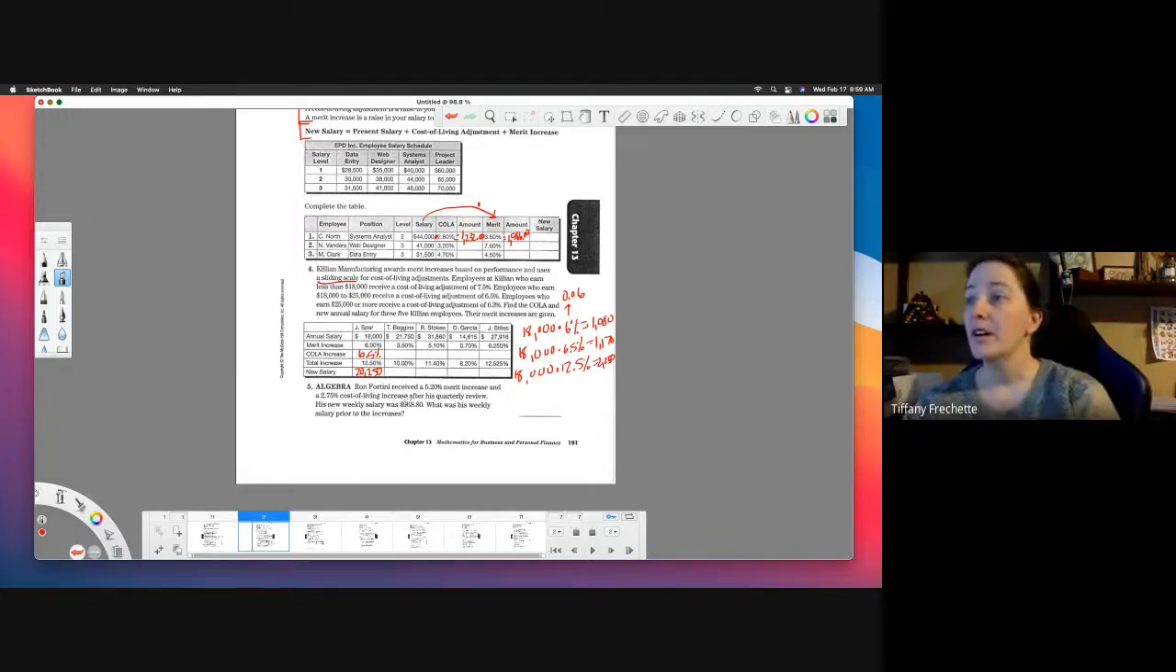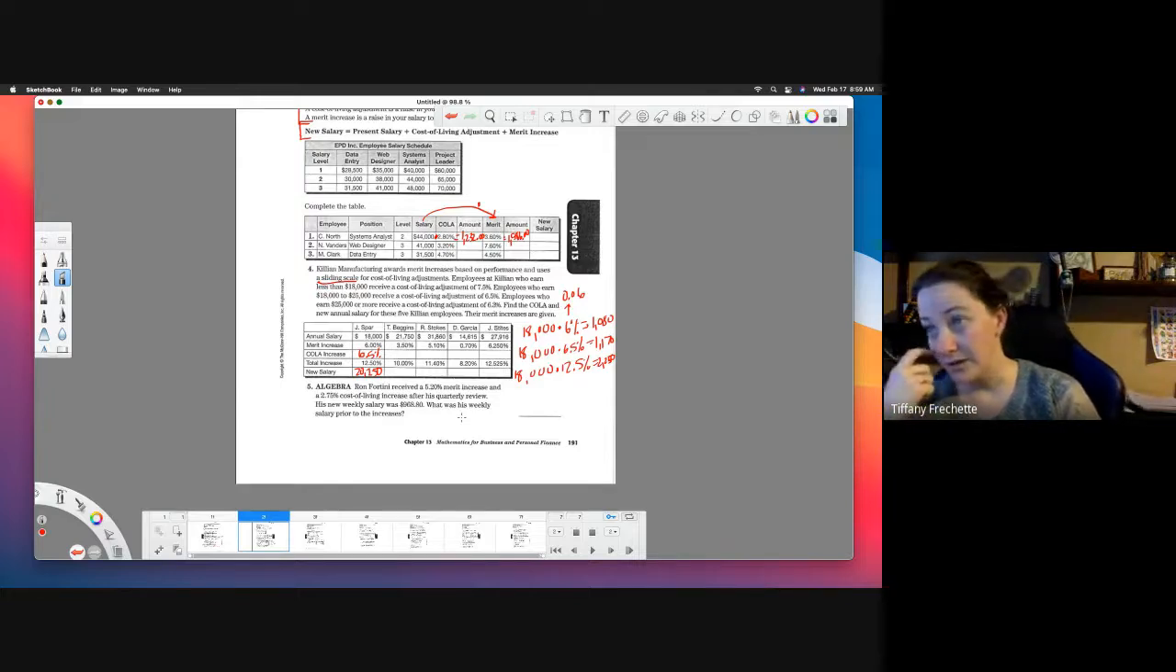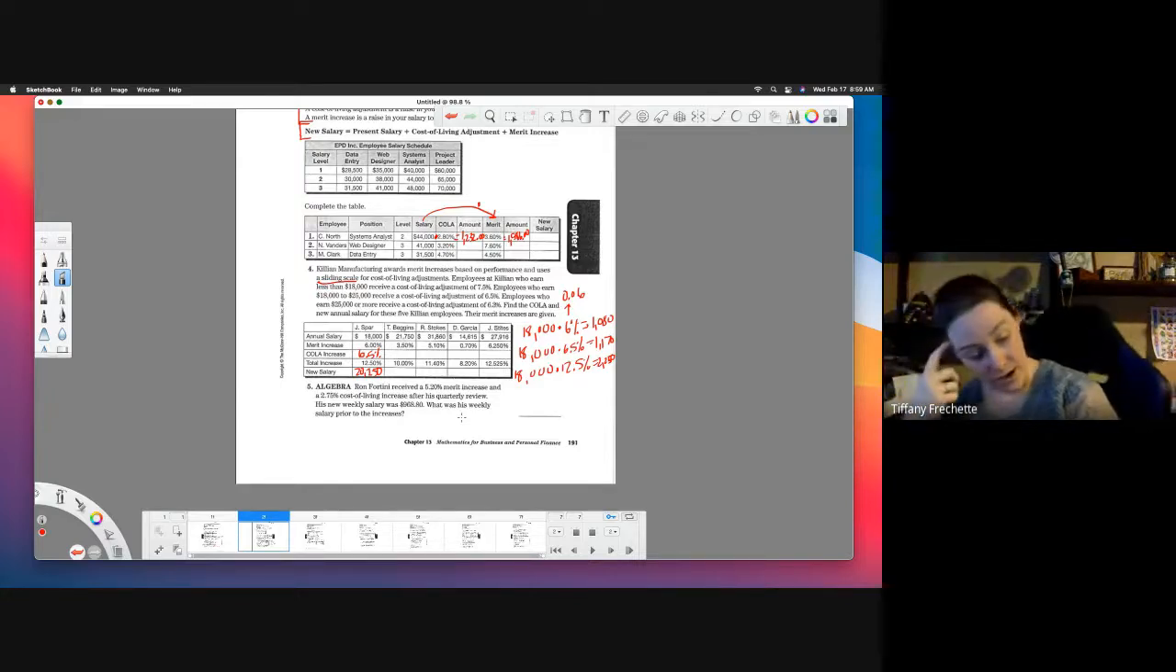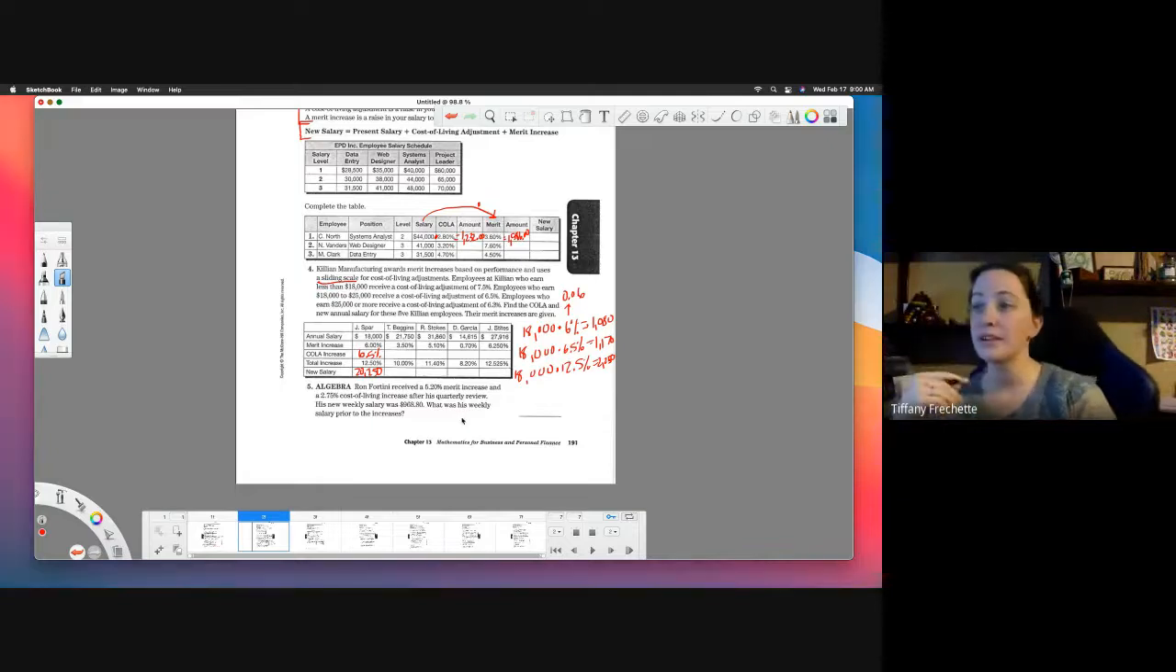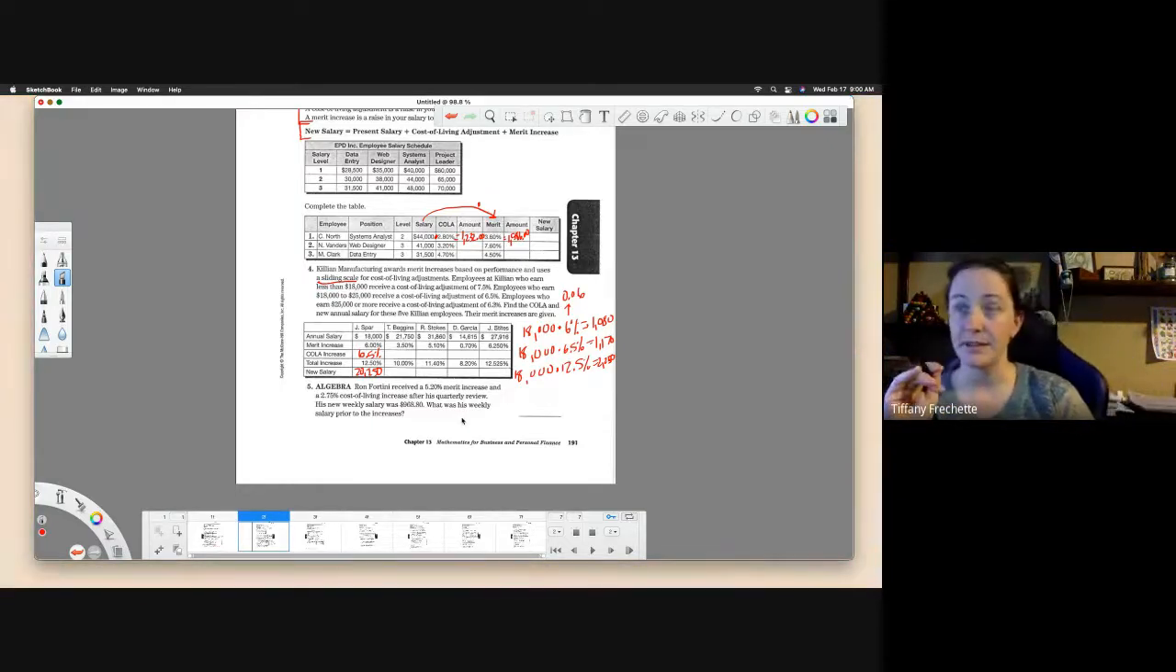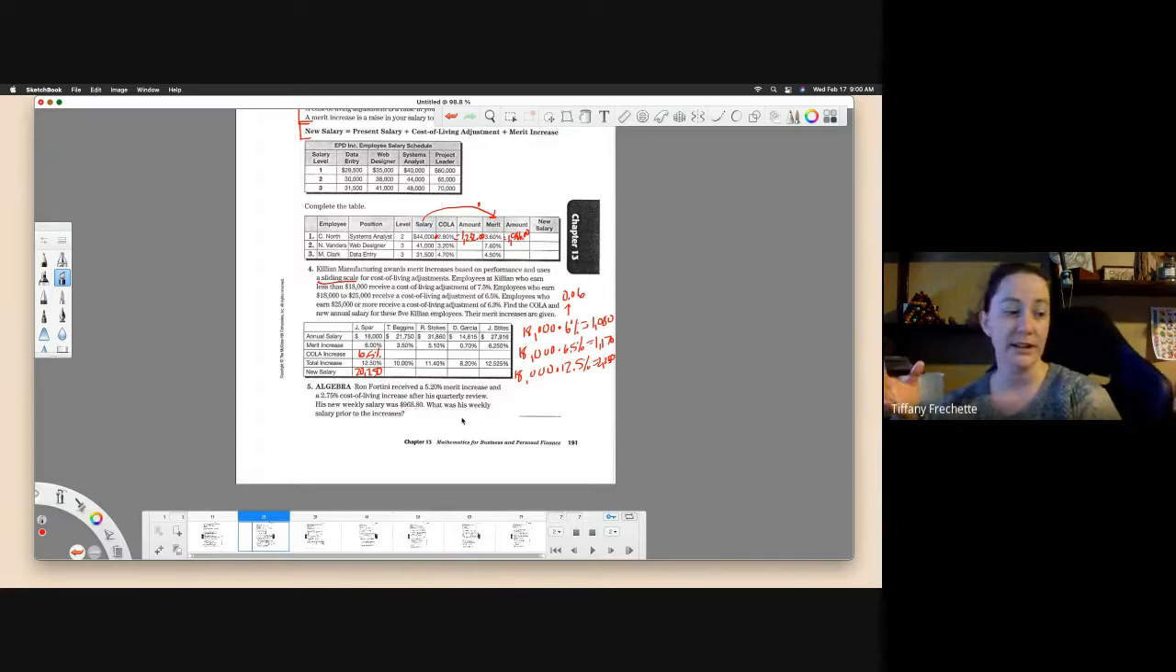So Ron Fortuny received a 5.2% merit increase and a 2.75% cost of living increase after his quarterly review. His new weekly salary was $968.80. What was his weekly salary prior to the increase? All right, so we don't need to convert this to annual. It's perfectly fine. We can do this off of weekly.